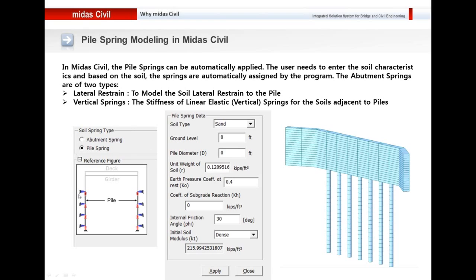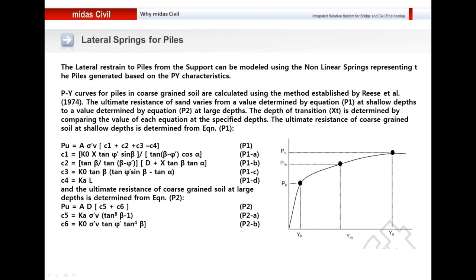So as you can see here, these springs in blue will have a lateral restraint, and then the vertical springs will be modeled adjacent to the pile, so that you can take into account the skin friction of the soil. And this is how these springs are generated in Midas Civil. As I said earlier, they are based on Matlock and Reese formulae, and there are thousands of equations that this method has used to determine the spring constants. And as you can see here, it has a nonlinear behavior. So this is how the spring constants are generated.